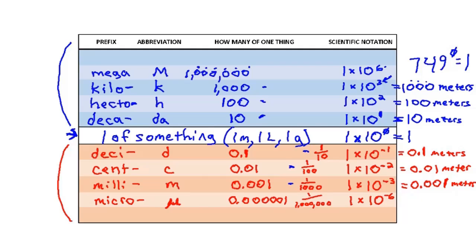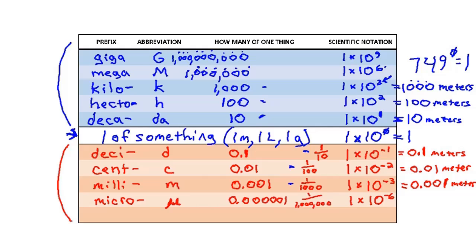Now the last one, we'll go back up to the top and do the big one, is giga. And you've probably heard the term giga before, gigabytes, like in your computer, and that's capital G. Giga means 1 billion. So this is going to be written as 1 times 10 to the 9th, because look, we have 9 zeros after this 1. 1, 2, 3, 4, 5, 6, 7, 8, 9. So that's going to be 10 to the 9th.